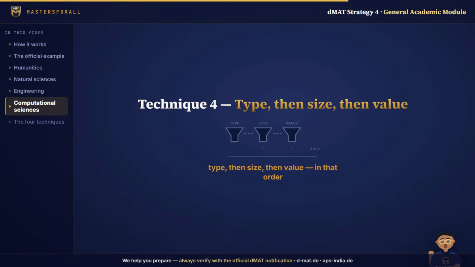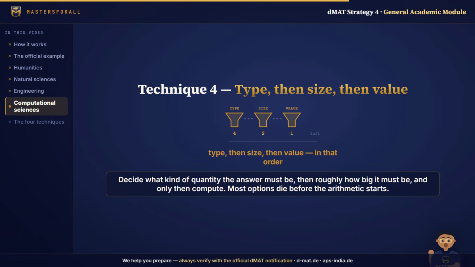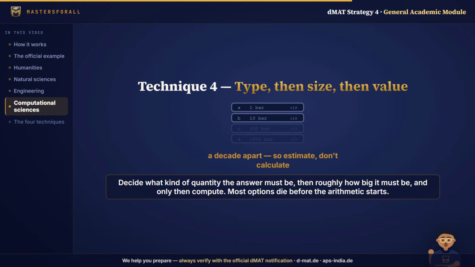Technique 4. Type, then size, then value. 3 questions, always in this order. What kind of thing is the answer? A time, a length, an area, a ratio? Roughly how big must it be? And only then, what exactly is it? Most people start at the third, that is why they run out of time. And again, this is the examiner's design.